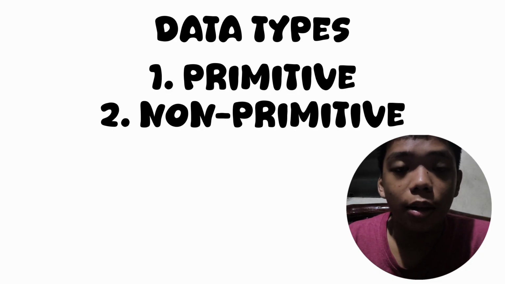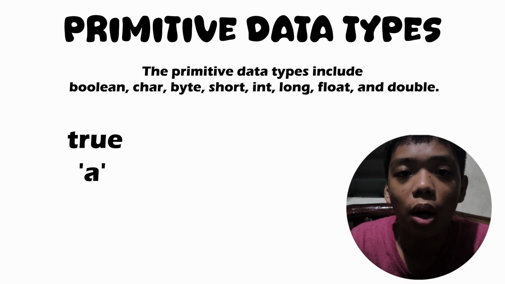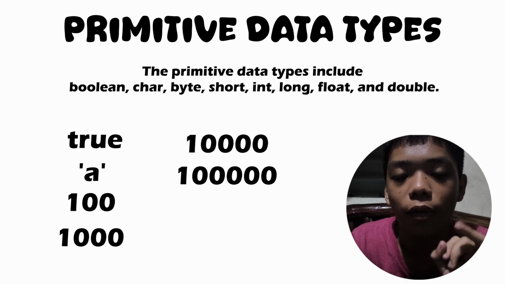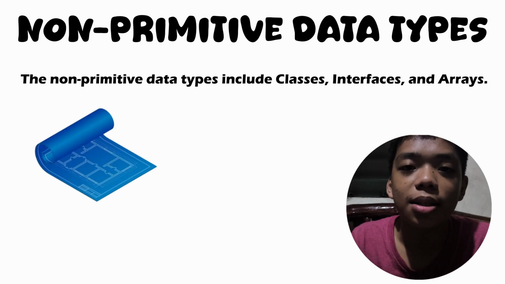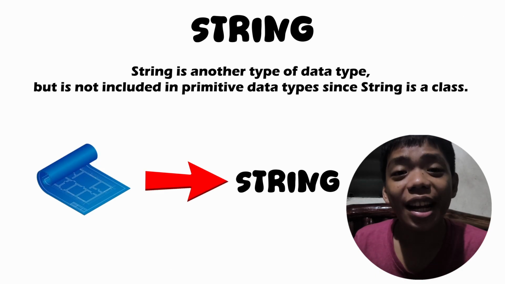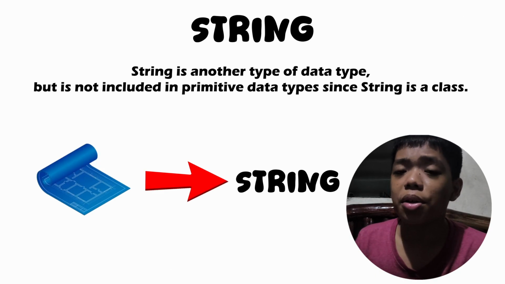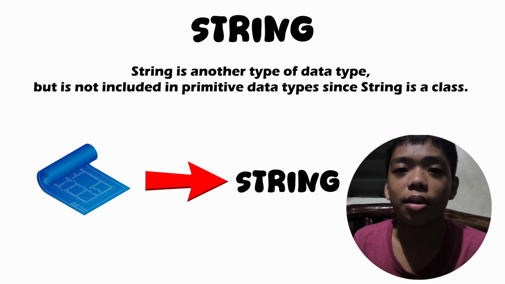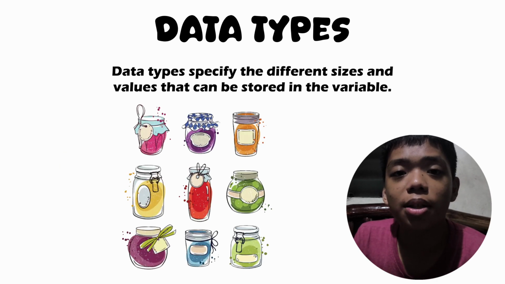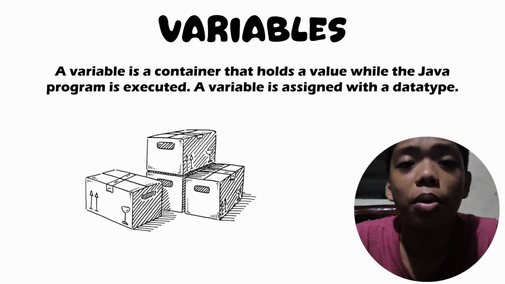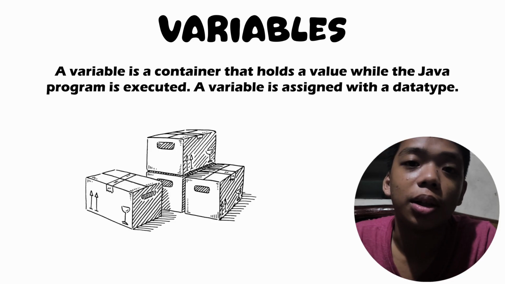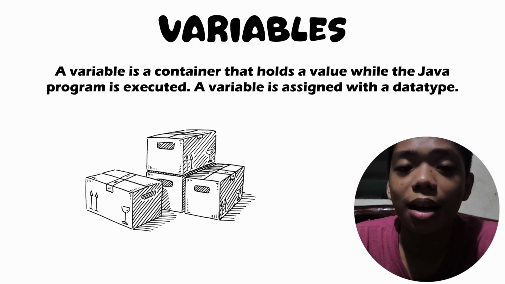Data types. There are two types of data types, primitive data types and non-primitive data types. The primitive data types include boolean, char, byte, short, int, long, float, double. While the non-primitive data types include classes, interfaces, and arrays. String is another type of data type, but it is not included in primitive data types since it is a class. Data types specify the different sizes and values that can be stored in a variable. Variables. A variable is a container that holds a value while the Java program is executed. A variable is assigned with a data type.